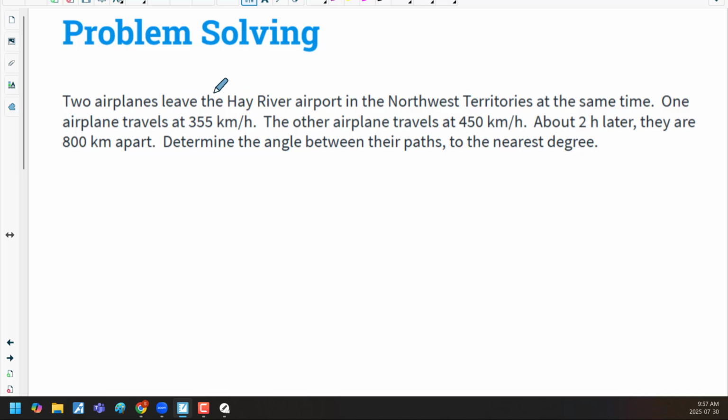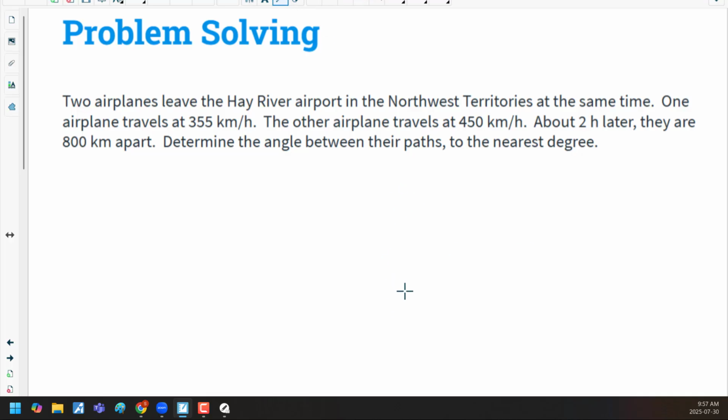Two airplanes leave the airport in the Northwest Territories at the same time. One airplane travels this speed, the other airplane travels this speed. About 2 hours later, they are 800 kilometers apart. Determine the angle between their paths to the nearest degree.